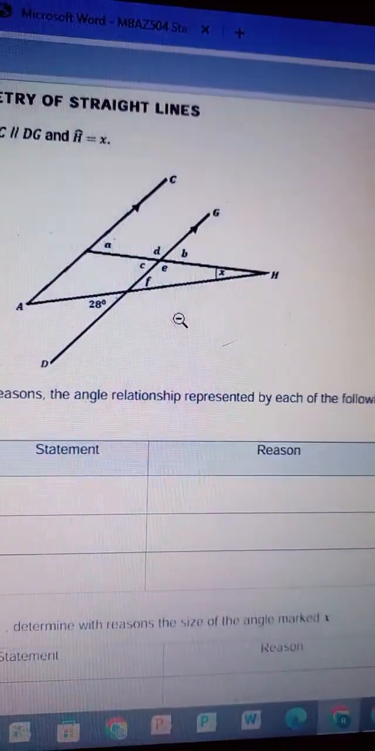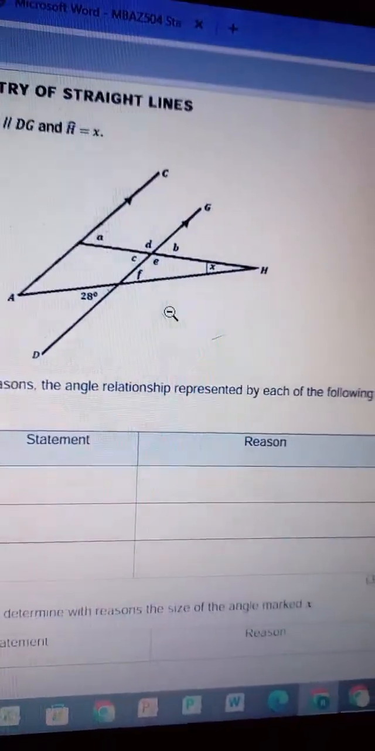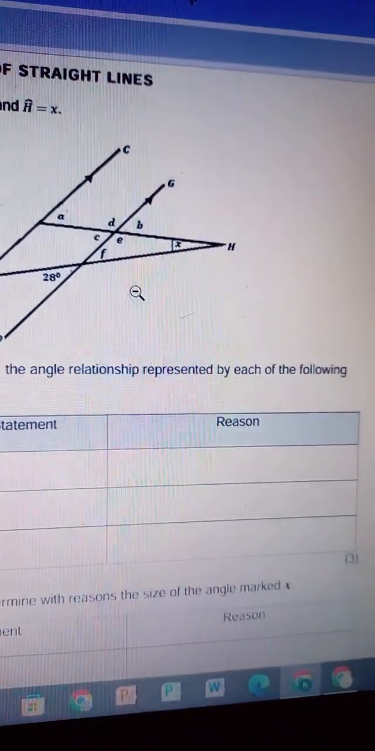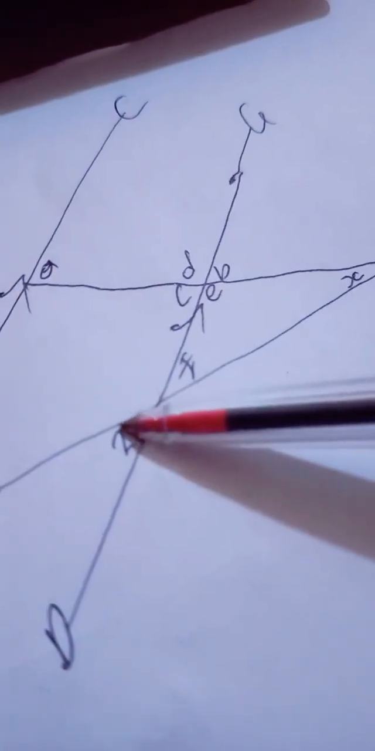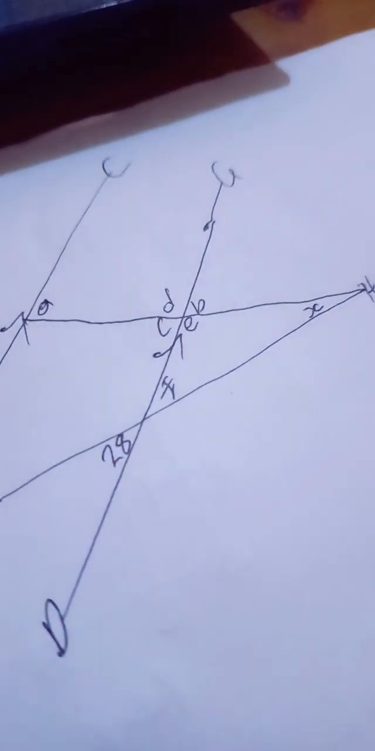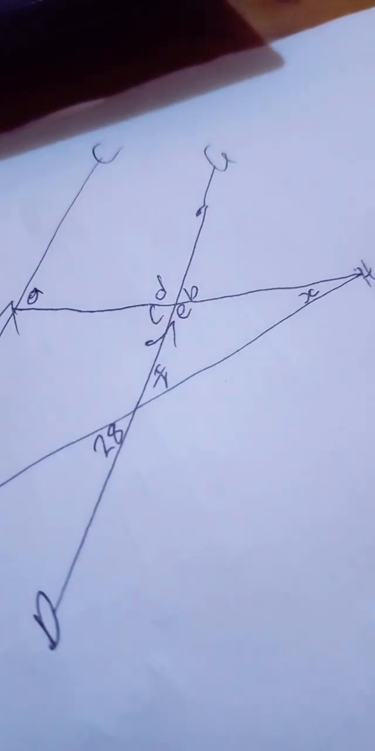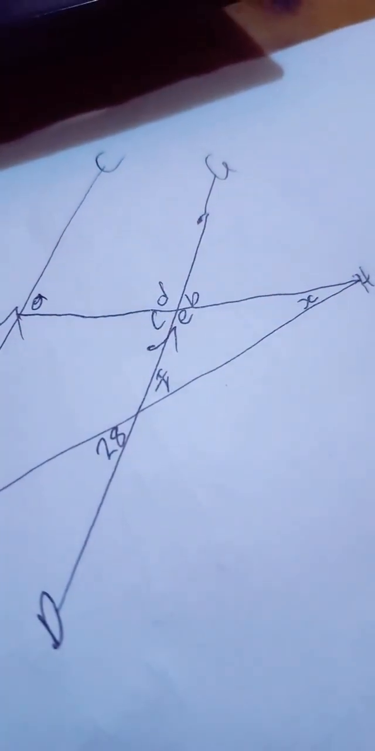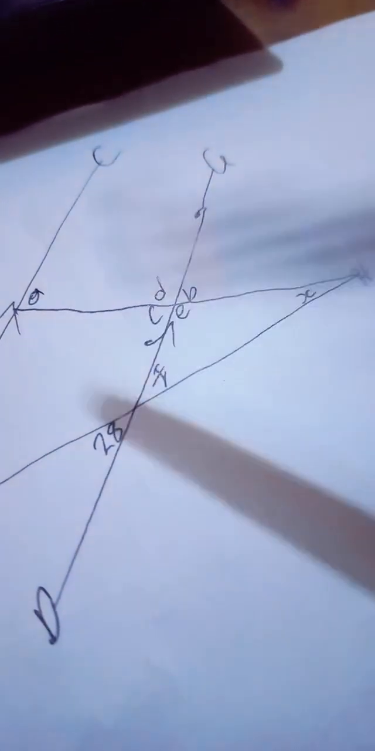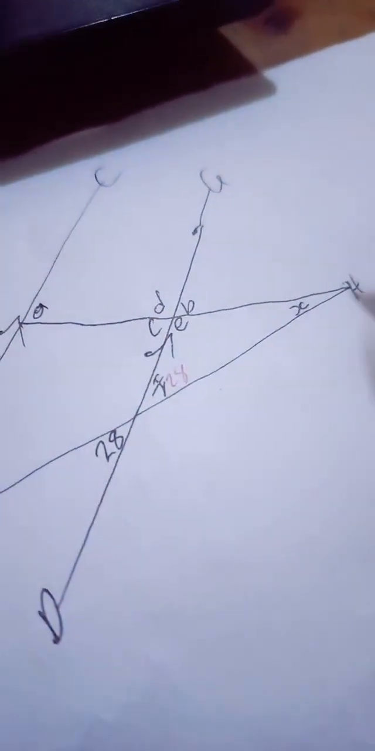Right. Now we are told that that angle is 28 degrees. So we have 28 degrees here. The moment we have 28 degrees there, obviously we must know that we have vertically opposite angles. This one is 28. Vertically opposite.